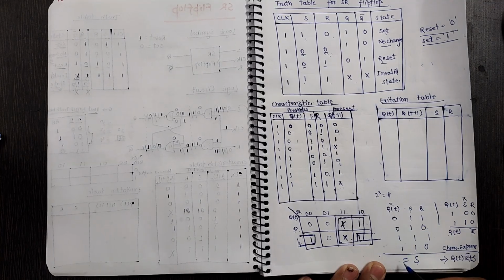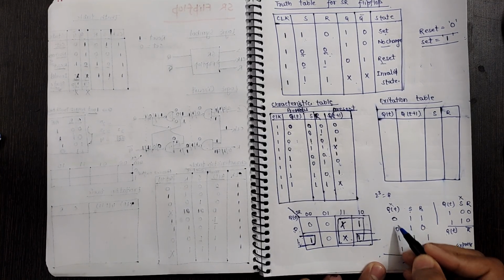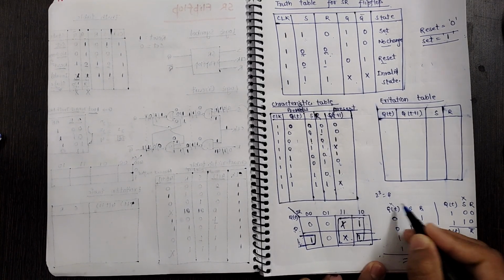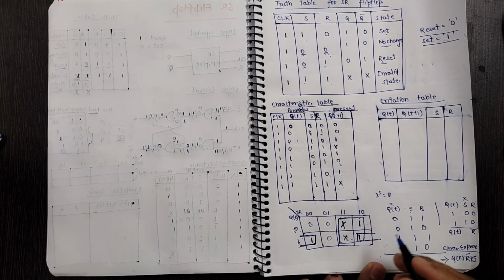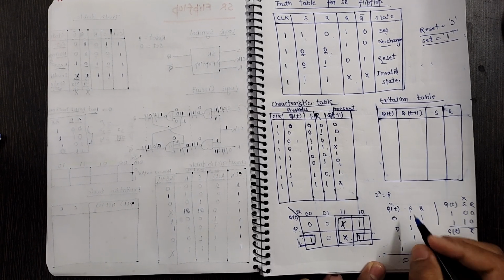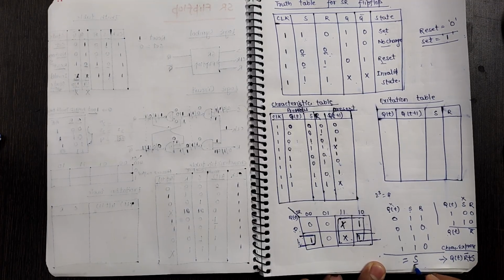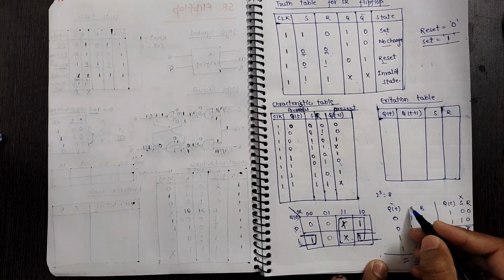So let us take this case. It contains the combination of both zeros and ones, so we will ignore this case. Here we can also see that it contains the combination of both zeros and ones, so we need to ignore this case. Only this case set has to be counted, so we are getting S.